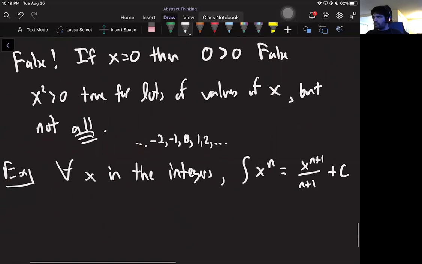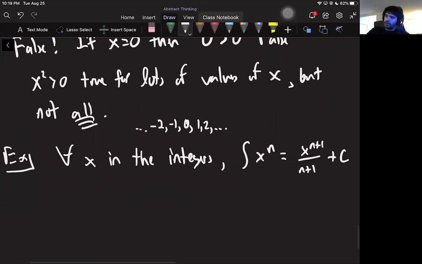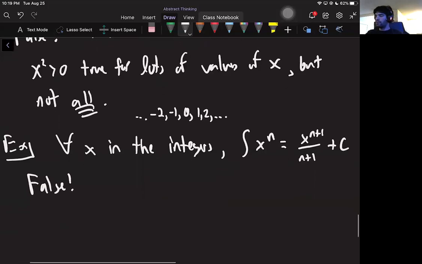Oh, you love this rule. You must think it's true. Wrong again. Sorry, false. Why is it false? This rule does work for most x's in the integers, but not all.